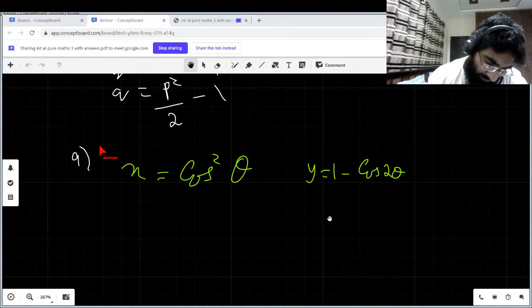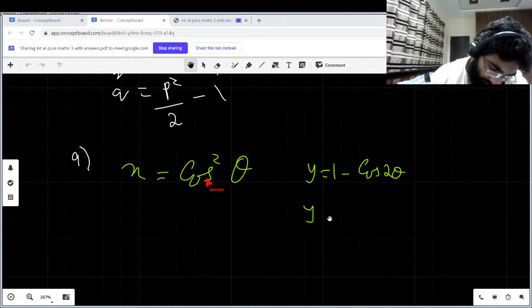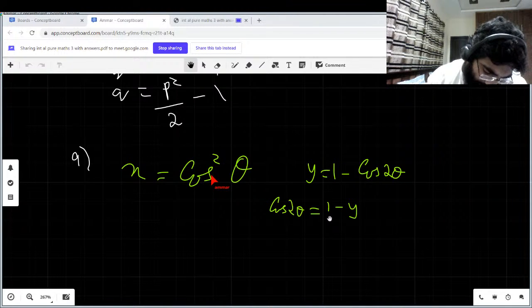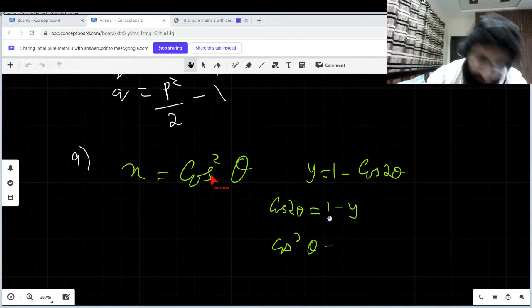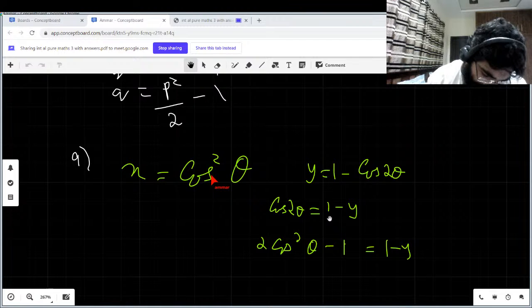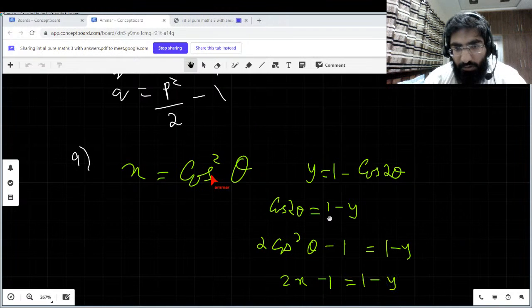So if I say y, alright, 1 minus y is equal to cos 2 theta, and cos 2 theta is equal to what? 2 cos squared theta minus 1 is equal to 1 minus y, and cos squared theta is equal to x. So I've got 2x minus 1 is equal to 1 minus y.